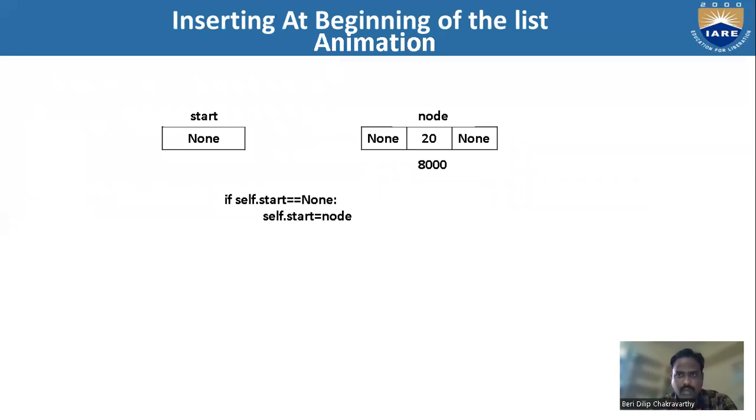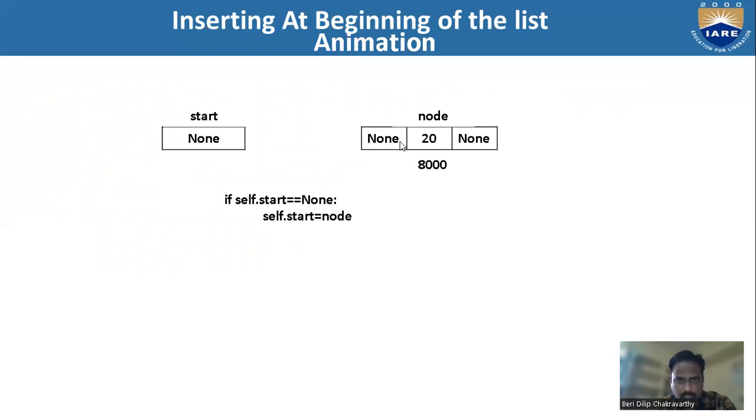Inserting at the beginning of the list. If you observe here, I have taken a start pointer and I have taken a node. If nothing is there in the list, here I have given only None. That means the list is empty. Now what I need to do is link this node with this node. For that purpose, in place of None, I need to give the address of this new node. 8000 should come here.